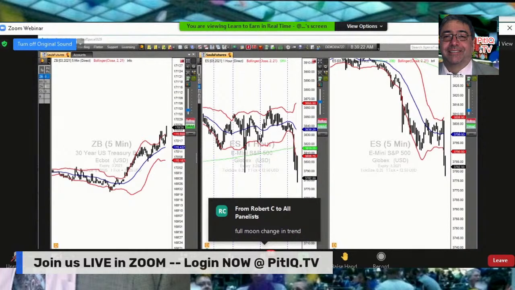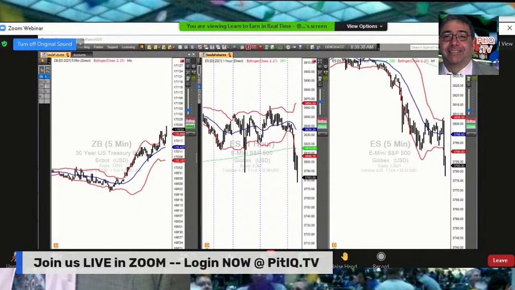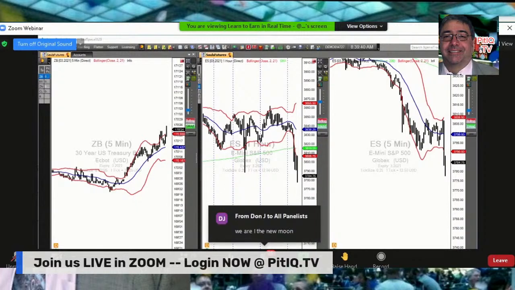Full moon change in trend. Yeah, well, the Moon Man is definitely one of our... We do have a Moon Man, by the way. The Moon Man is a person who always gave us the lunar trades that we have to look at. Yeah, he said we have a new moon. He's right. You're right. Yeah, the Moon Man confirmed.